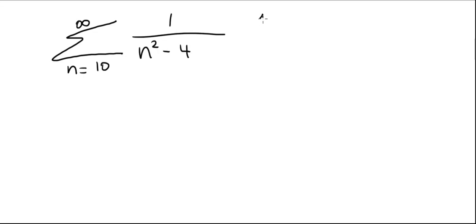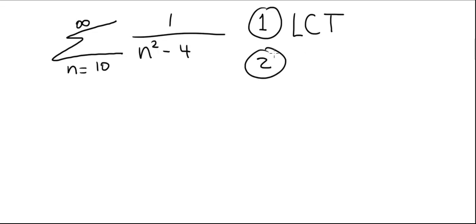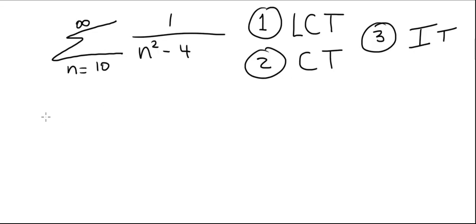The first of these tests is the limit comparison test, which I'll abbreviate by LCT. The second test is the direct comparison test, or just the comparison test, which is CT. And the third test is the integral test, which I'll abbreviate by IT. So let's first look at the limit comparison test.